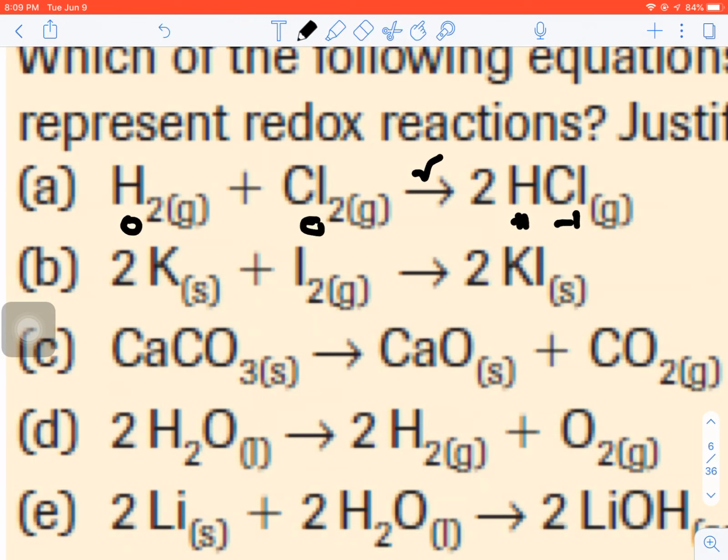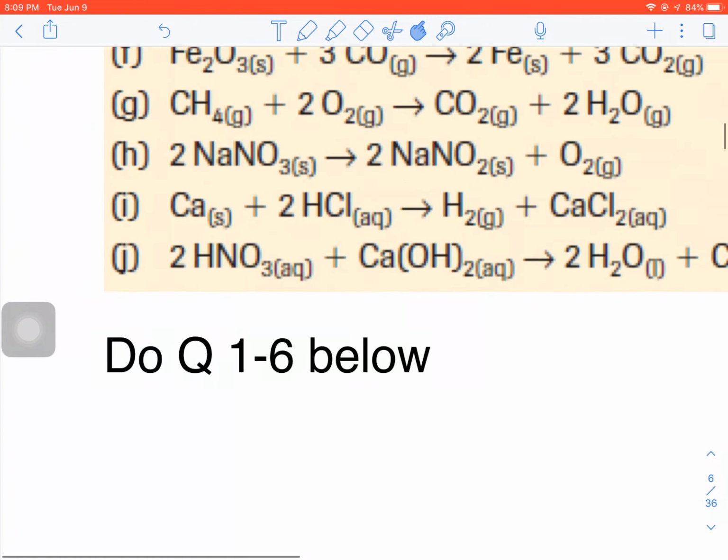Move down to the next one. Okay, so you're just going to follow those 7 rules for oxidation numbers and then try and decide whether the reaction was redox or not. Okay, so that basically finishes up this note for 9.4.